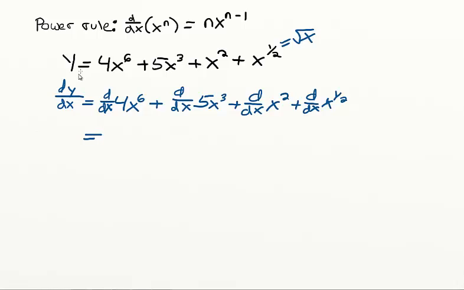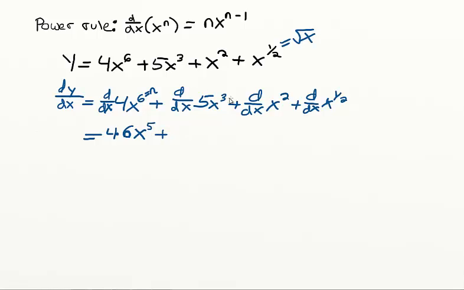So our first one, the derivative of 4x to the 6th. Well, we're going to apply the power rule here: n x to the n minus 1. So our n in this case is 6. So 4 times n, which is 6, so 4 times 6, x, and then our n minus 1 is 5, so we put 5 up in the exponent. Now we're done with that term.